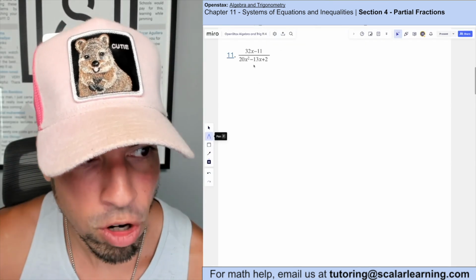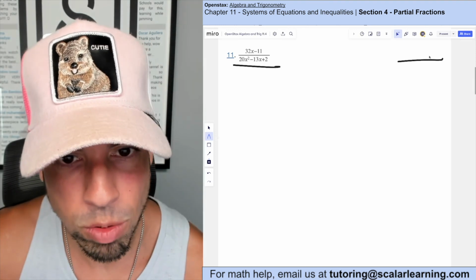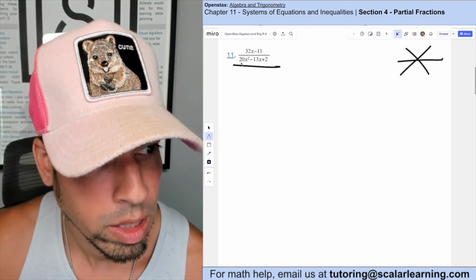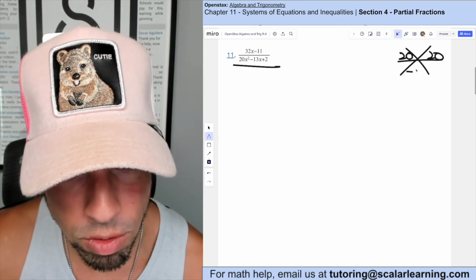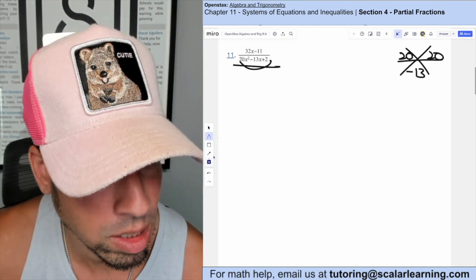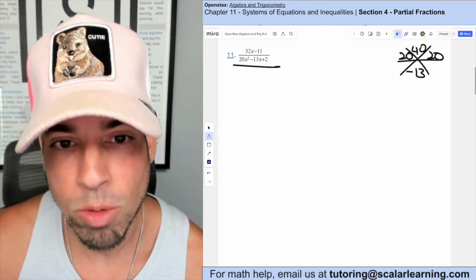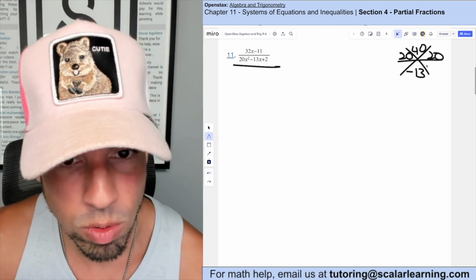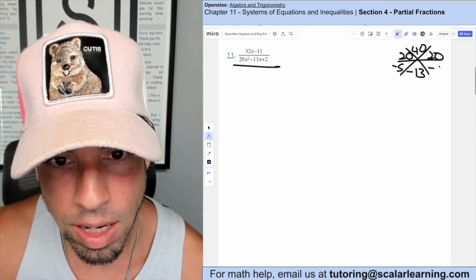So for this one, we're going to start by factoring the denominator. Now, it's not a leading coefficient of 1, so we're going to have to do a little star method with a, b, and c, putting the a here, which is 20, the b, negative 13 down here, and then a times c, 20 times 2, which is 40 up top. And then we say, what two numbers multiply to positive 40 add to negative 13? That's going to be negative 5 and negative 8.